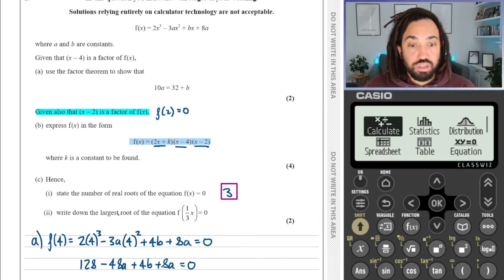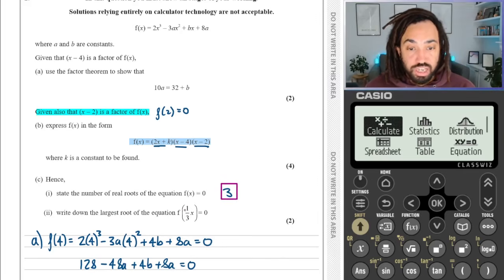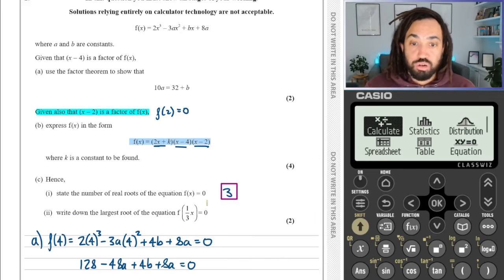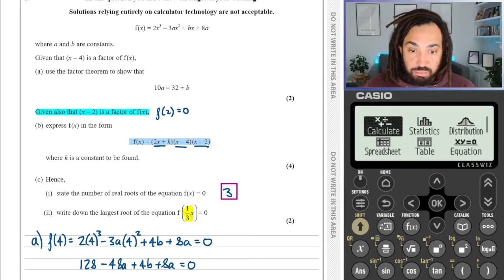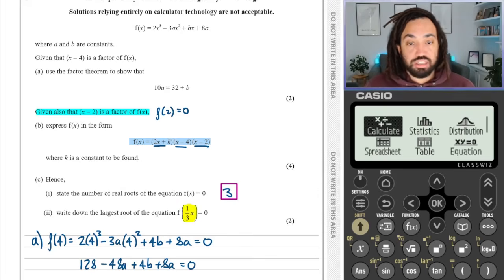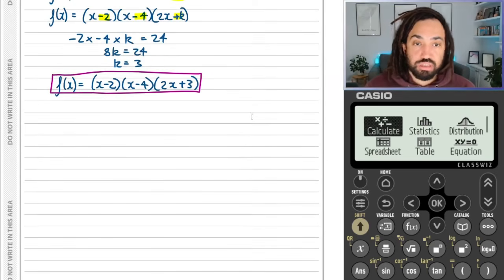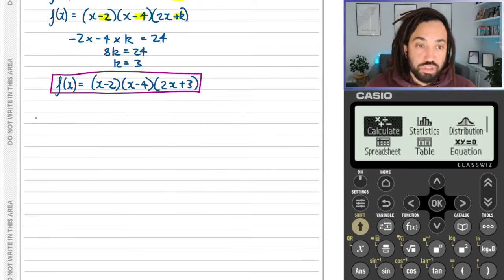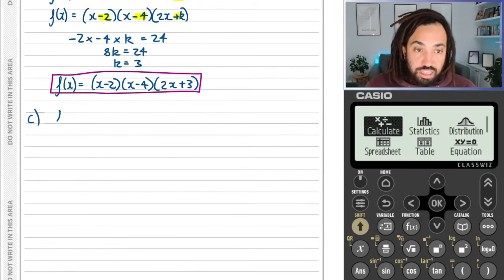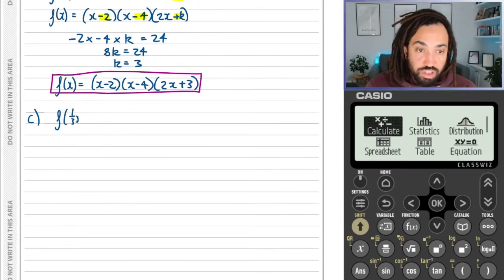It says write down the largest root of the equation f of a third x is equal to 0. Well, f of a third x means that we replace all the x's with a third x. So let's go down and let's do that. So for part D, f of 1/3 x, it basically means we swap out all the x's for a third x, like so.